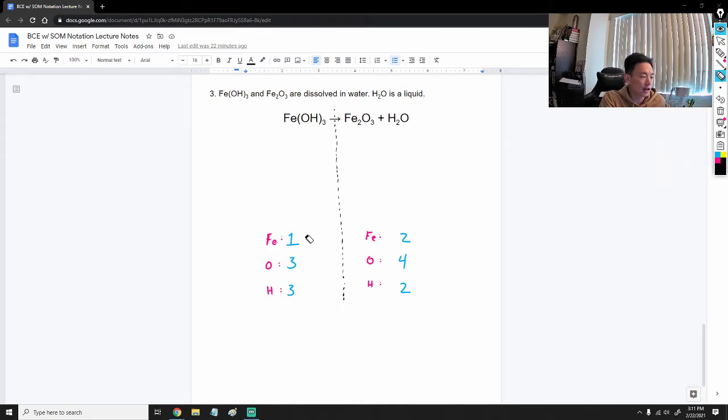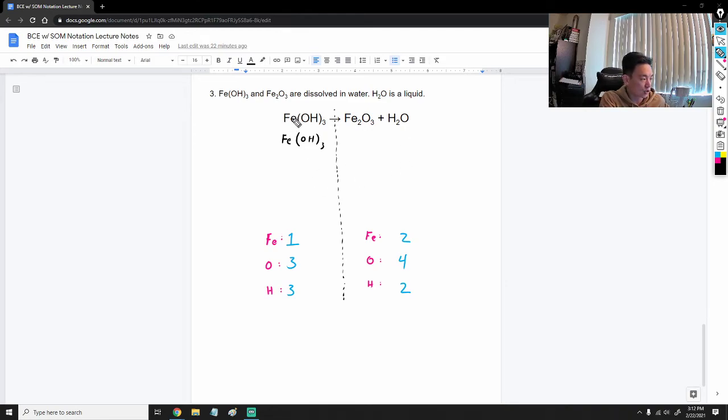It looks like I have more Fe's on the right side, because I have 2, and I only have 1 on the left side. So I'm going to add another Fe. But in order to do that, I need to add the whole molecule. So I need to add FeOH3. Okay, so once we add that, let's count them up.